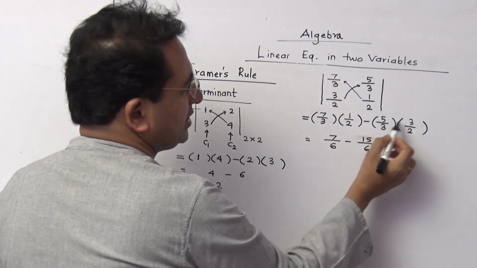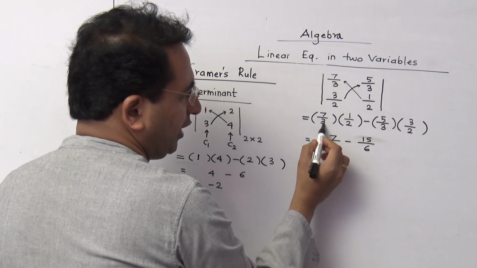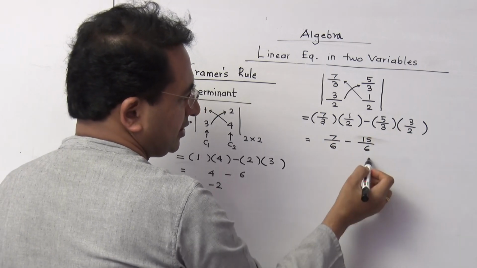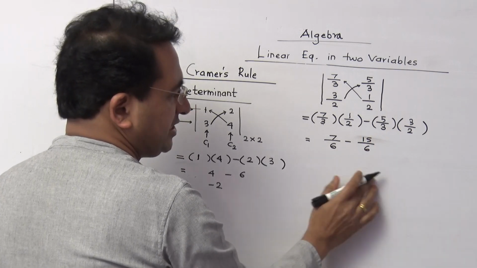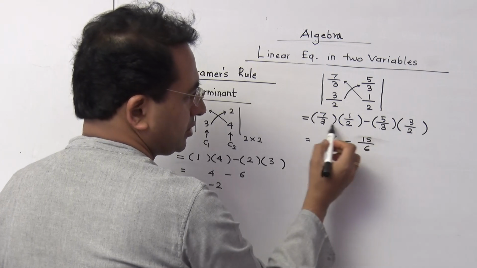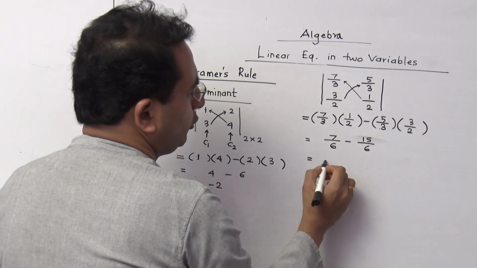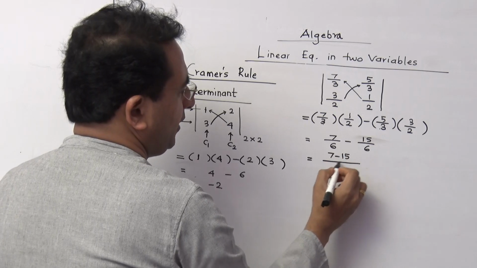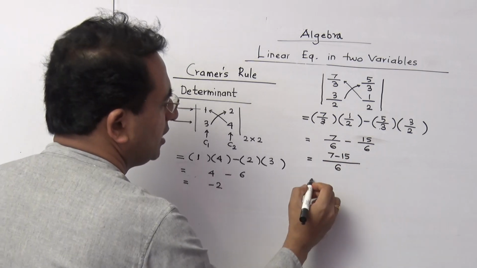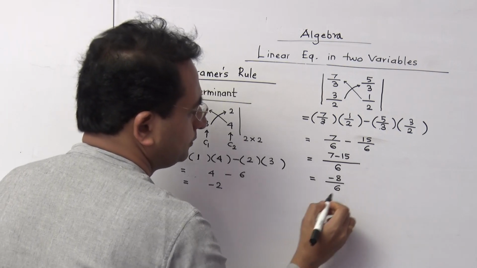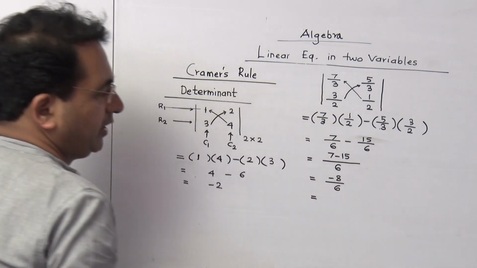Now don't cancel this, because fortunately we have the same denominator. If you cancel this, in the last step we have to take the LCM. So instead of that, you see these denominators, they are 6. So we are not going to do any further cancellation there. 7 minus 15 upon 6. 7 minus 15 is minus 8 upon 6. And you are going to get the answer here.